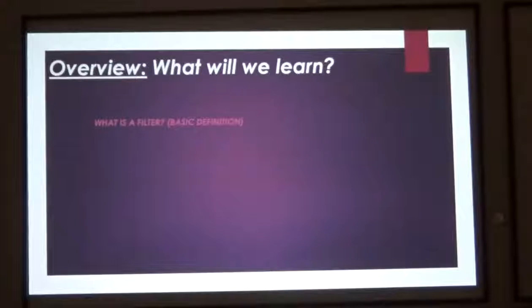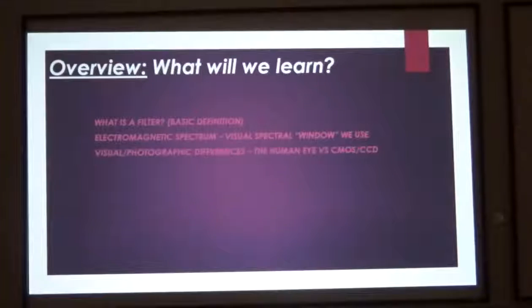I know it sounds stupid, but we're going to go over what a filter is. Sometimes when we use things, we don't think about what they do, and it's easy to get misguided into misusing them. So we're just going to do a basic definition. We're also going to talk about the electromagnetic spectrum, a quick overview for the new people so that they understand which window we use most of the time, whether we're visually observing or using a camera. We'll go over some differences between the human eye and silicon sensors.